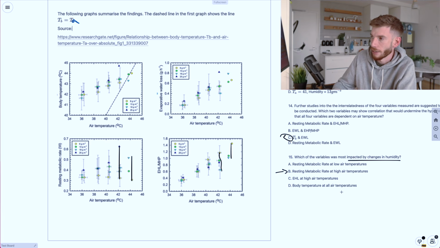And then body temp across all air temperatures. Body temperature, you can see very little variance here at this temperature. They're just kind of bouncing back and forth. They're all kind of around the same point, which means humidity is not really impacting the body temperature much. It's just the air temperature that's raising it overall. And so there we go. So the answer is B.